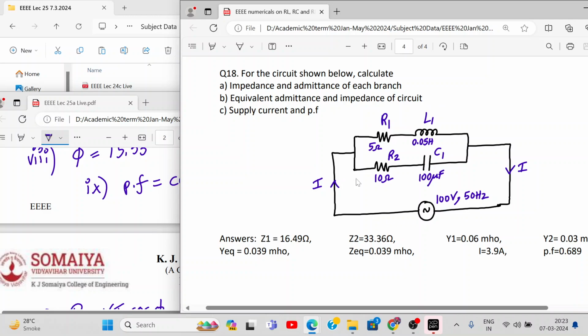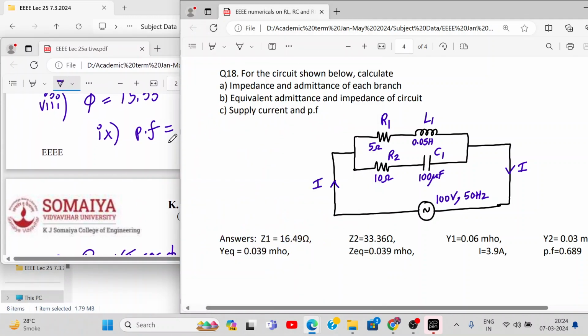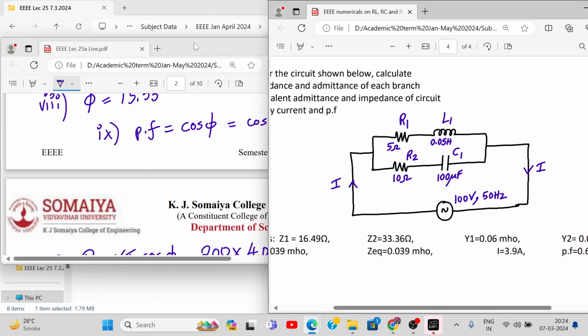So first of all, let's redraw the circuit and then calculate it one by one. Alright. So let me just take this and redraw it. Please, you all also redraw it in your books.